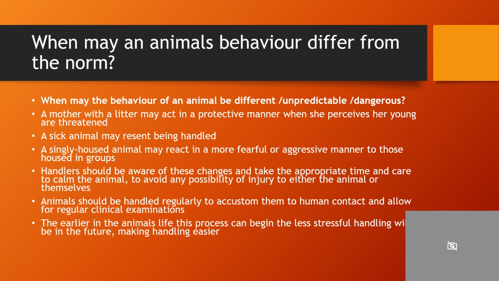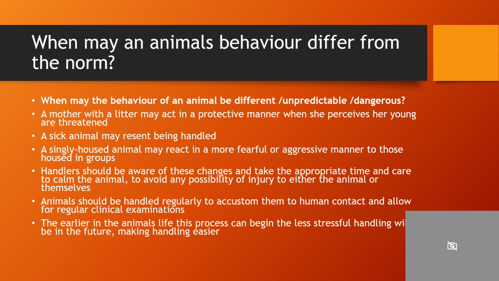An animal should be handled regularly within the home environment to accustom them to human contact and allow for regular clinical examinations. And this is something that we talk about regularly at puppy parties, first and second vaccination clinics and nurse clinics. The more accustomed an animal is to human contact and the examination processes such as ears, eyes, mouth, nose, genitals, paws, claws, all those areas being examined, then they are more familiar with it, rather than it being quite a daunting and scary process when they come into the clinic.